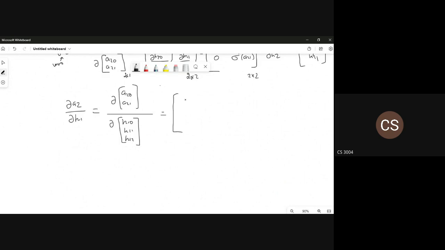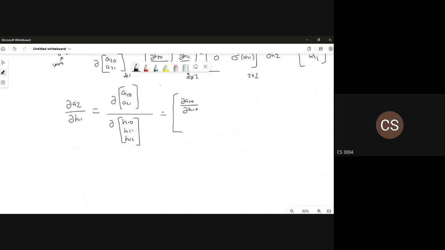So the first element is going to be dou a2 0 by dou h1 0. What will be the next element along the row? Dou a2 1 by dou h1 0. Yeah. Dou a2 0 by dou h1 1. No. It will be dou a2 1 by dou h1 0.